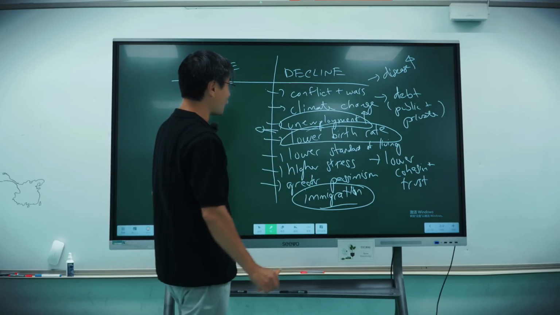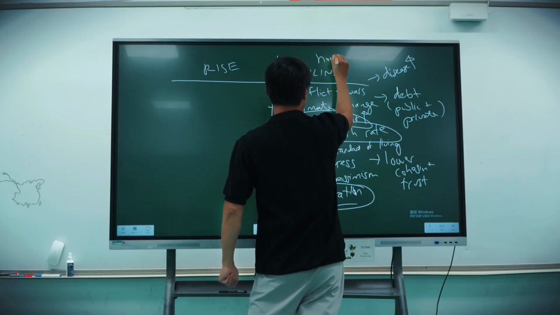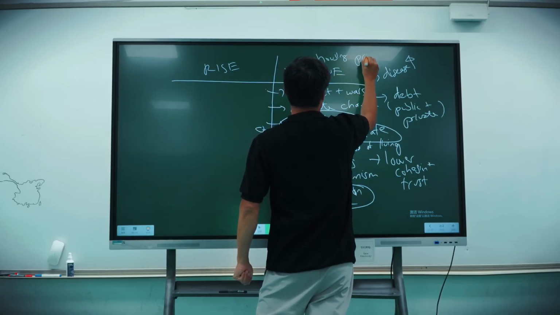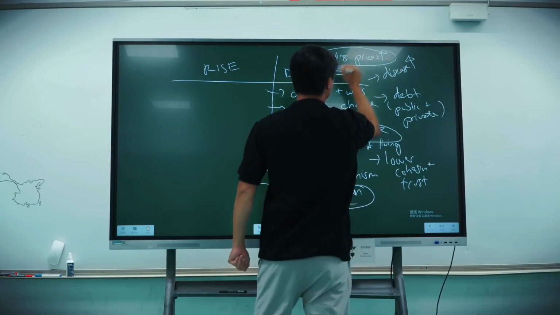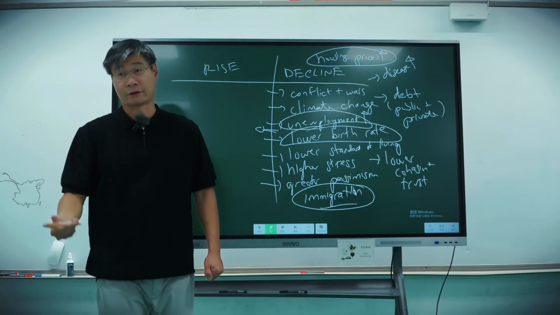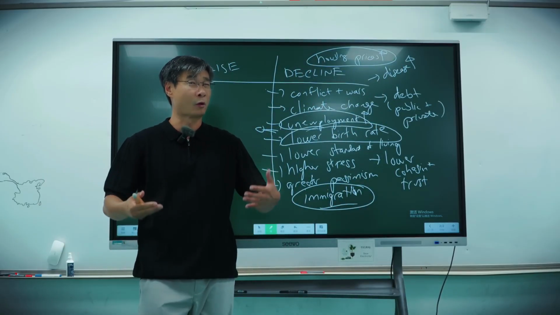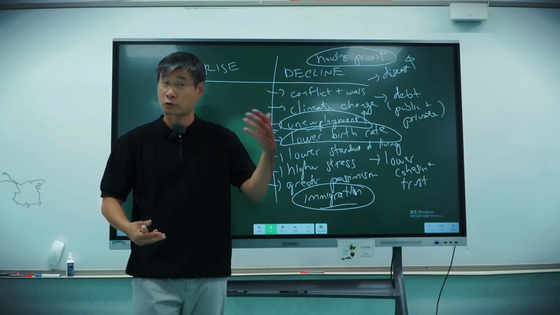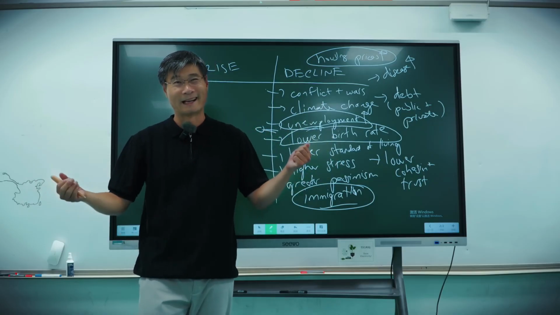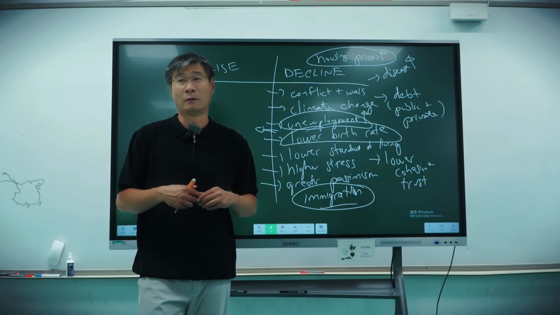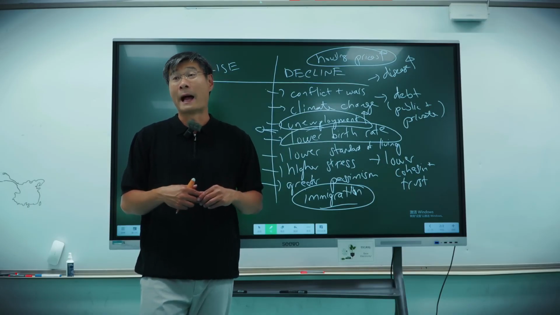Another sign of decline is also that housing prices go up, so people can no longer afford to buy a house. This is true in China. Young people can no longer afford to buy a house, but it's also true throughout the world. It's really hard for young people to get by.